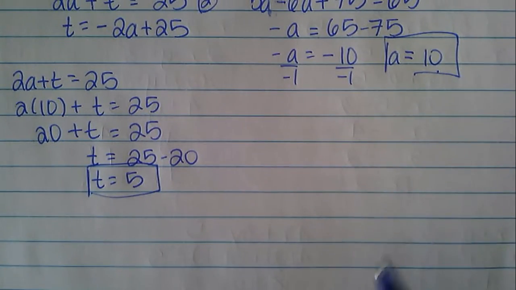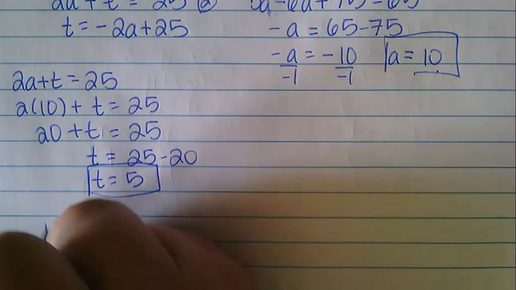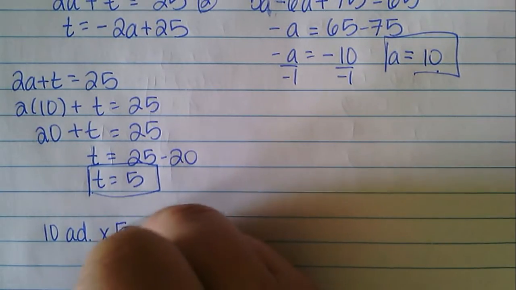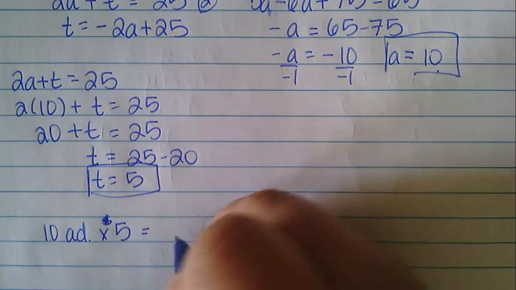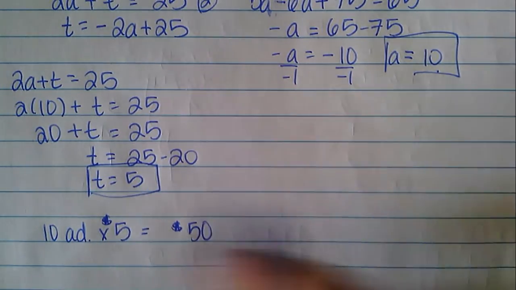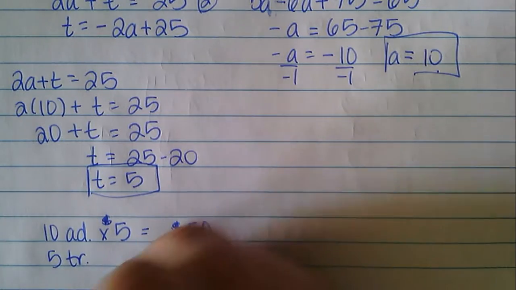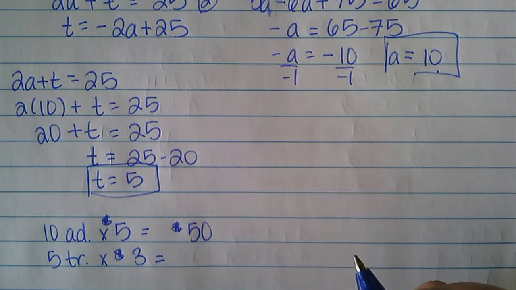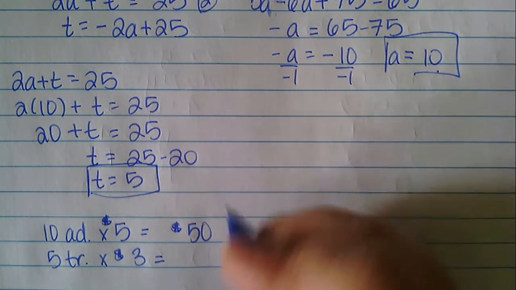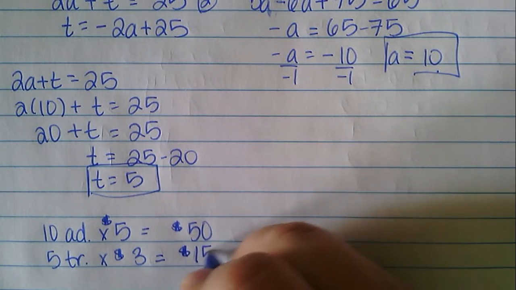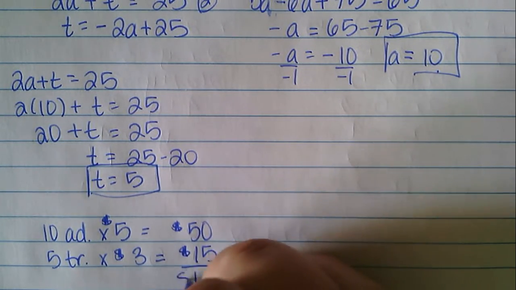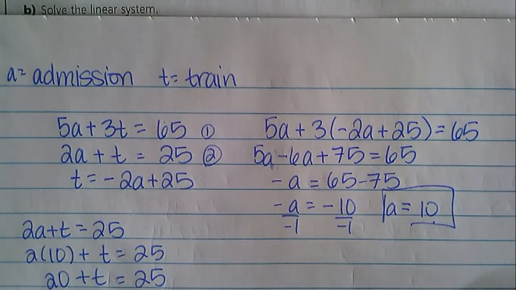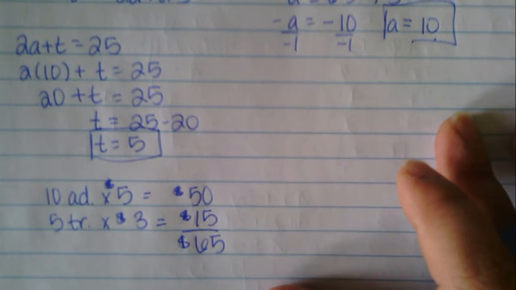So for equation number 1, if we have 10 admission tickets and they're $5 each, that's going to give us $50. If we have 5 train tickets and they're $3 each, that's going to give us $15. So that's $65 total. That works for equation 1 if you go back up. Yep. Okay, let's try equation 2.